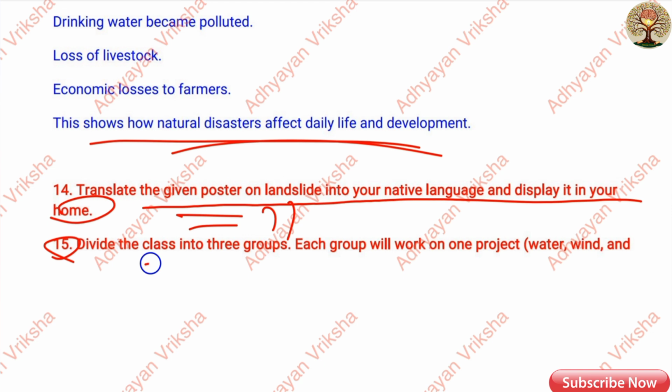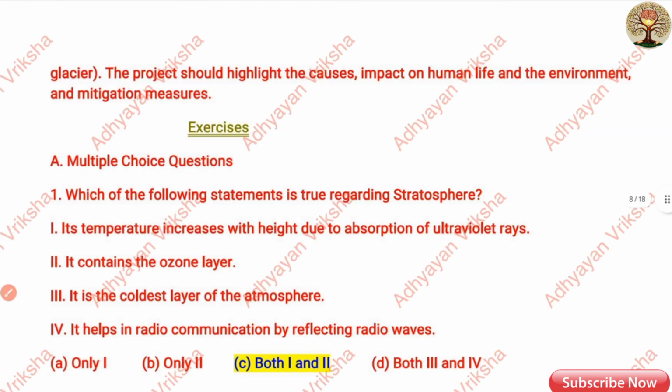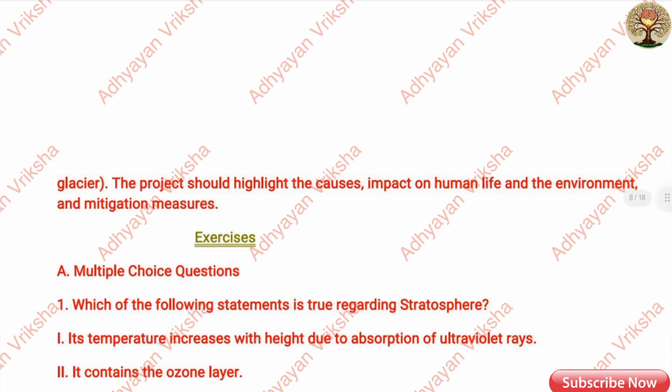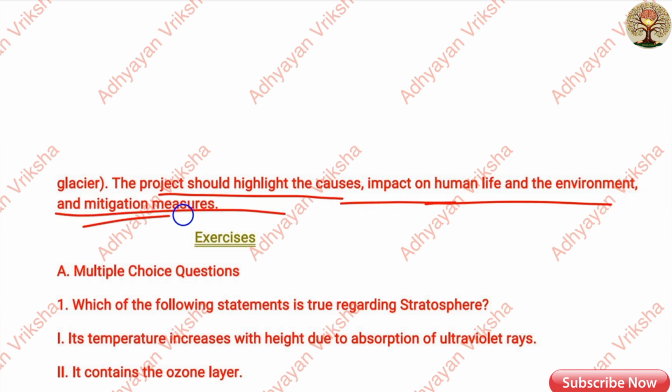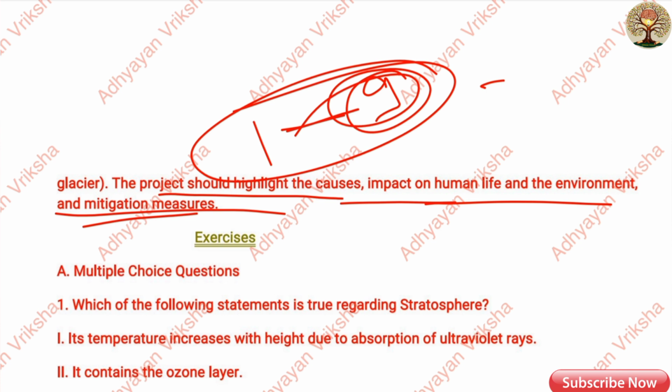Number 15: divide the class into 3 groups. Each group will work on a project on water, wind, and glacier. The project highlights the causes, impact on human life and the environment, and mitigation measures. You will do this by yourself, or you can do one more thing: up to question 9 are the questions that you can do, and 10, 11, 12 you can just leave out.